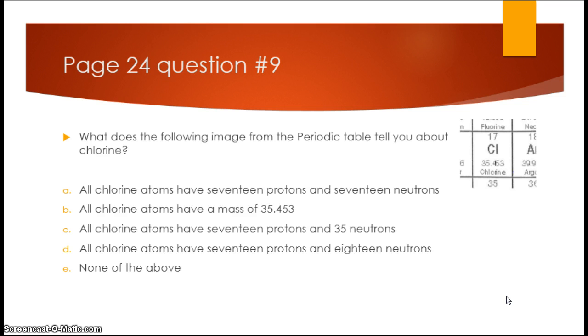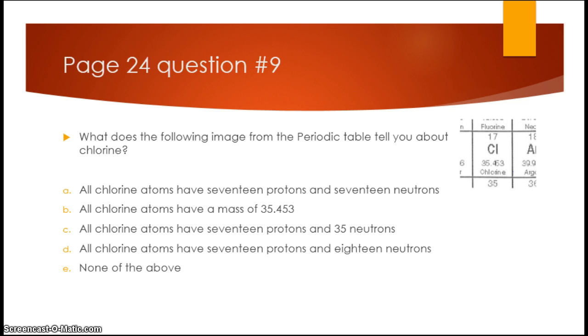So it says, what does the following image from the periodic table tell you about chlorine? And you can see over here the image is just chlorine on the periodic table. Well, there's a couple of pieces of information there. The top number, 17, is your atomic number, that's the number of protons. And the bottom number, 35.453, is the atomic mass.